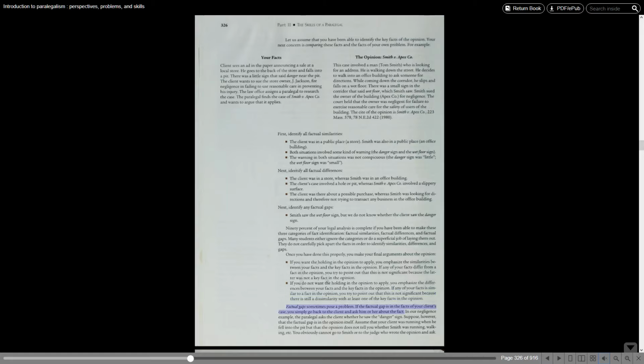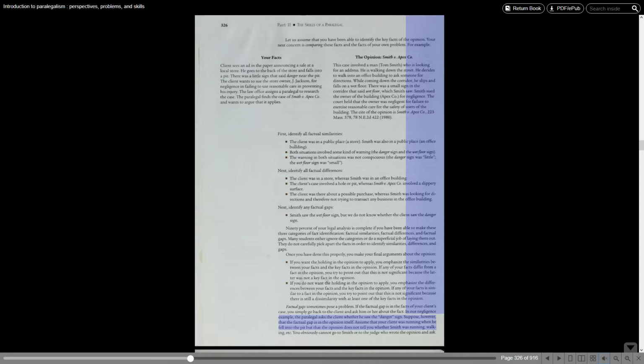Factual gaps sometimes pose a problem. If the factual gap is in the facts of your client's case, you simply go back to the client and ask him or her about the fact. In our negligence example, the paralegal asks the client whether he saw the danger sign.